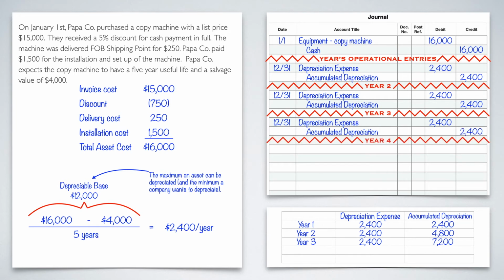Again, the same thing for year 4. The same thing, 2,400 depreciation expense. This time it's going to be 9,600 accumulated depreciation, and our journal entry is still going to be the same. Very repetitive. But that is straight line.